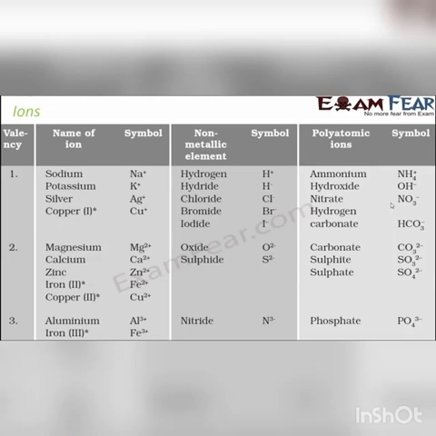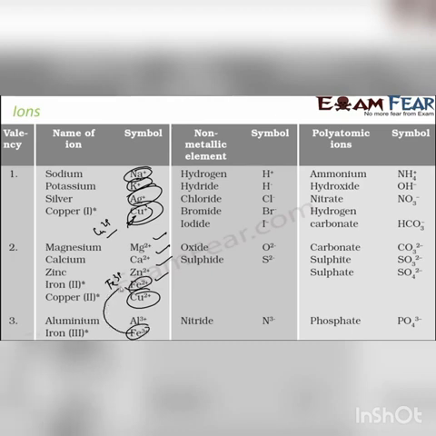This is an example of a chart for ions. If you see, sodium exists as Na plus, potassium K plus, silver Ag plus, copper Cu plus. In fact, copper also exists as Cu2 plus. We will see that in the next higher classes. Magnesium Mg2 plus, calcium Ca2 plus, zinc Zn2 plus, iron Fe2 plus. Iron also exists as Fe3 plus. Similarly, iron exists as Fe2 plus and Fe3 plus.